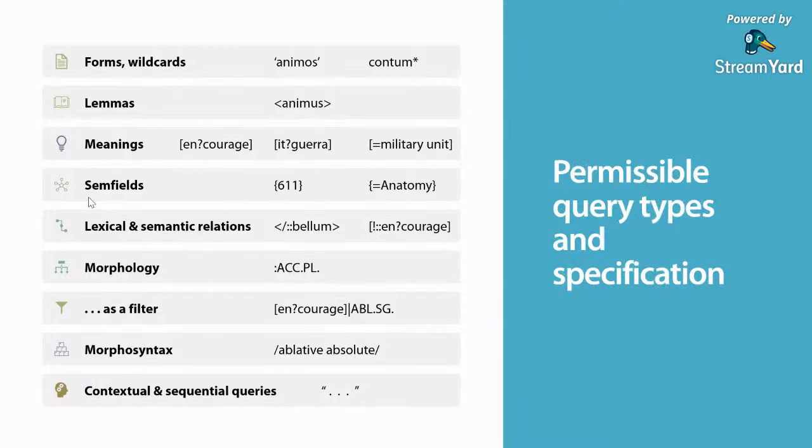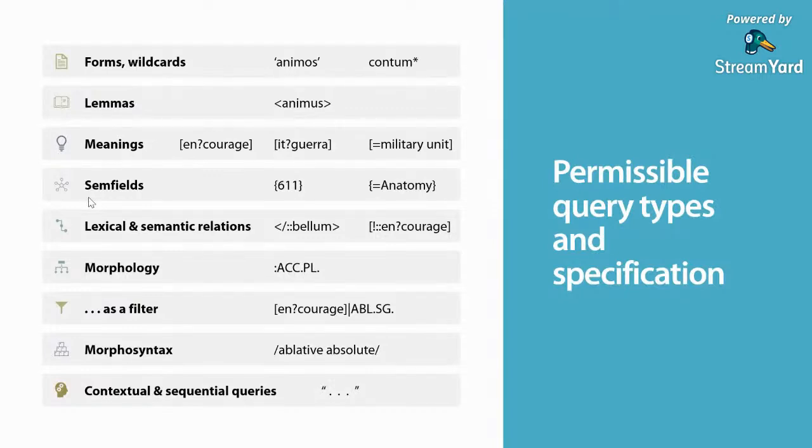Queries can also be specified according to lexical and semantic relations of different kinds. For instance, the forward slash there in front of bellum denotes a generic lexical relation. Think of the relation between bellum and bellicosus, or bellator, or bellatrix. So that will find all lemmas related to bellum, at least so far as they're encoded in the WordNet at this point. The exclamation mark indicates an antonymy. So the example given here will find words whose meanings corresponds to the antonym of English courage, something like cowardice.